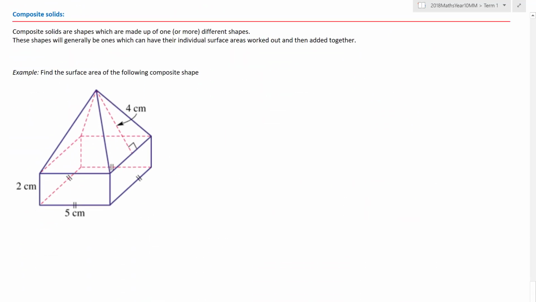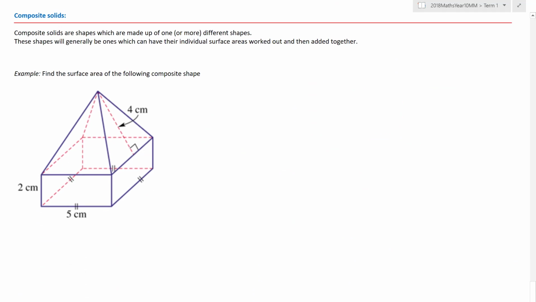Composite solids, almost at the end of this lesson. Yay. Same thing. Composite solids are shapes which are made up of one or more different shapes stuck together. So in this situation, what do we have? We have a square base pyramid on top of a cuboid. So because it's stuck on top, I can use different formulas here.